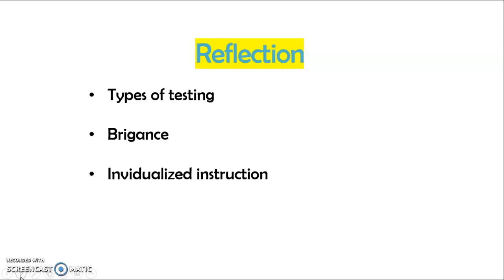In conclusion, I talked about the different types of assessment and triangulation. I discussed how to use the Brigance assessment, which was something that was new for me to learn about, and learning how to administer and give the Brigance, and learning how to use the results. I also talked about individualized instruction and how to understand what a student might need help with.